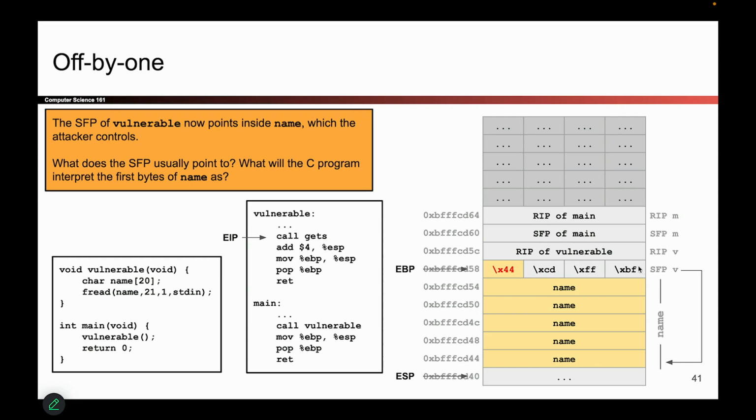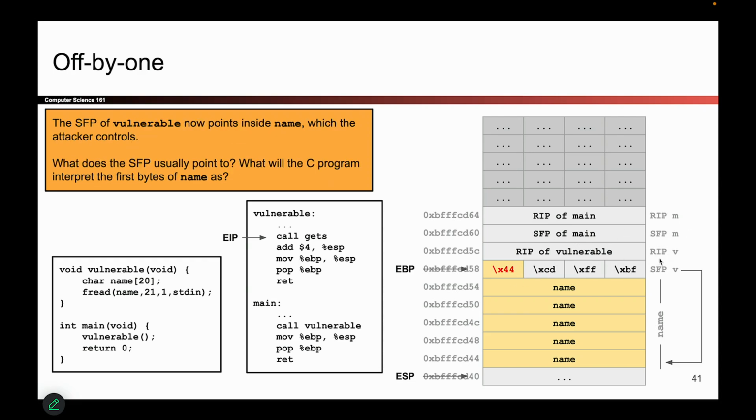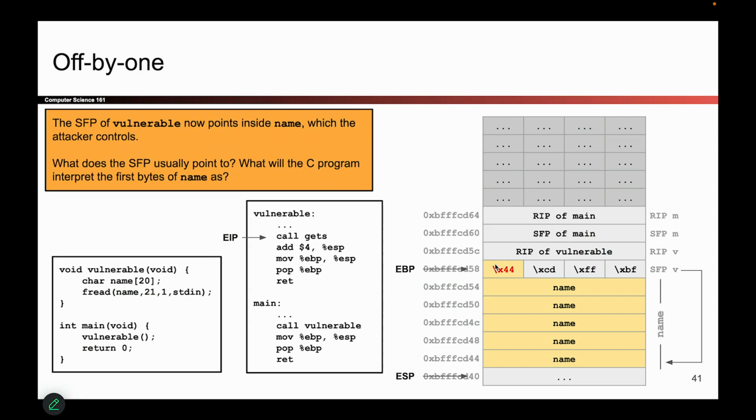So now, this address, it used to hold the address of the SFP of main, now it holds the address of something down here in main. But the program doesn't know that we changed it. The program is not expecting someone to come along and change the SFP. That's not supposed to happen. So if I now walk up to this program and ask the program the exact same question, hey, where's the RIP of main? What's the program going to do? It's going to do the exact same thing.